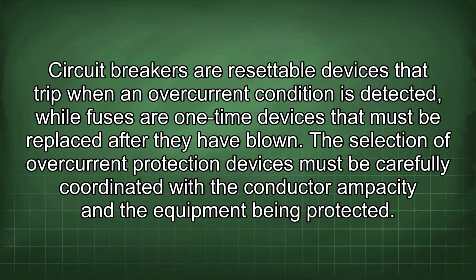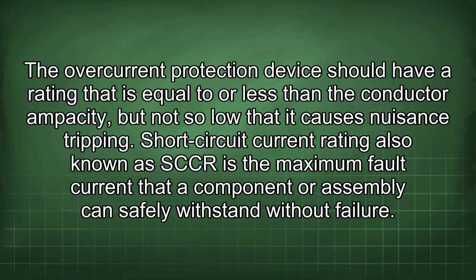Circuit breakers are resettable devices that trip when an overcurrent condition is detected, while fuses are one-time devices that must be replaced after they have blown. The selection of overcurrent protection devices must be carefully coordinated with the conductor ampacity and the equipment being protected. The overcurrent protection device should have a rating that is equal to or less than the conductor ampacity, but not so low that it causes nuisance tripping.